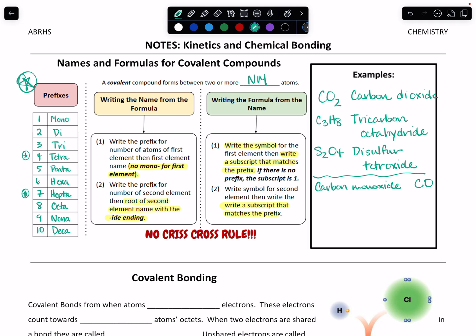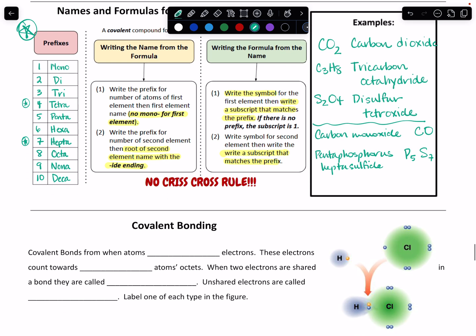All right, up next, let's try pentaphosphorus heptasulfide. Wow, that's quite the molecule. All right, penta in front of phosphorus means I have 5 phosphorus atoms. Hepta in front of sulfide means I have a sulfur and I have 7 of them. So P5S7.